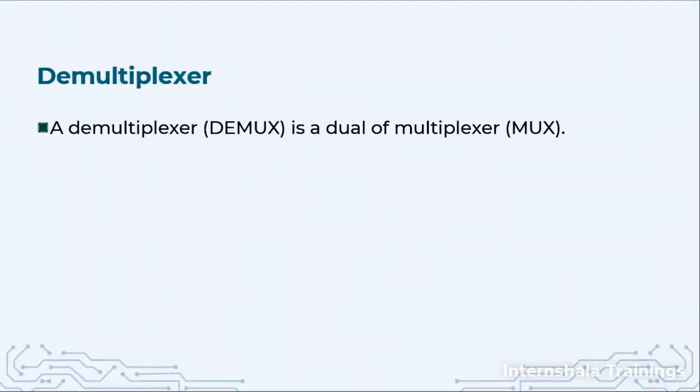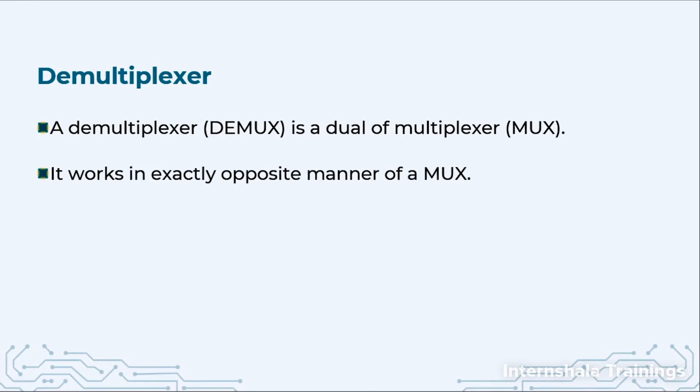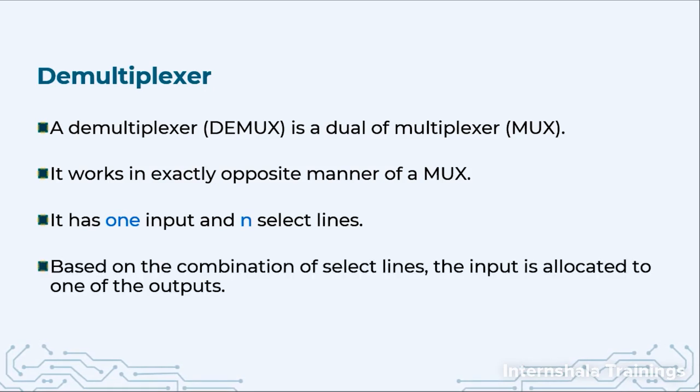So a demultiplexer is a dual of the multiplexer. In digital logic, dual stands for opposite logic. That means if something is going to work with logic 0, the dual will work with logic 1. So it is going to work in exactly the opposite manner of a multiplexer. It is going to have one input and n select lines, and based on the combination of these select lines, this one input will be assigned to only one of the outputs.